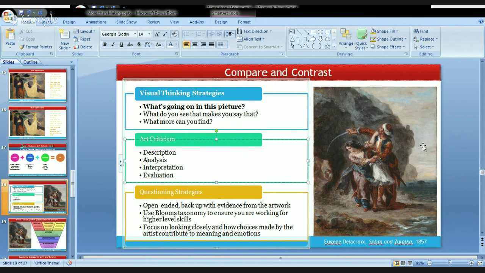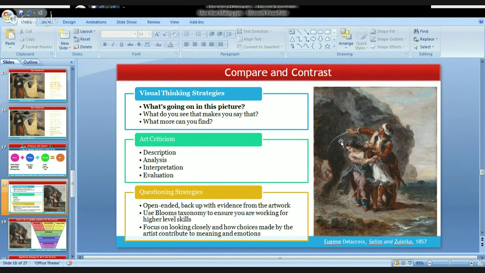So in analysis, you're talking about the contrasting colors, the lines, the movement, that sort of thing. And then in interpretation, you start to figure out, what's the story? What's the meaning? What's the message? Why did the artist make these choices that we figured out in description and analysis? What does this oval around the woman signify? What does all this movement in their clothing signify?